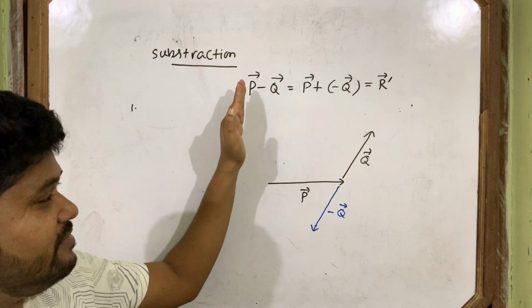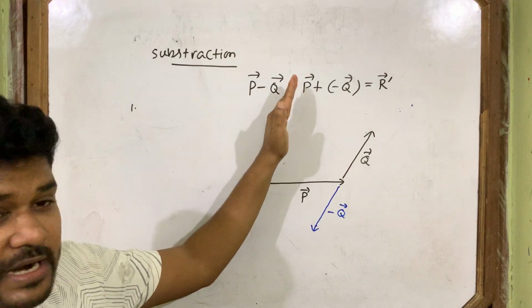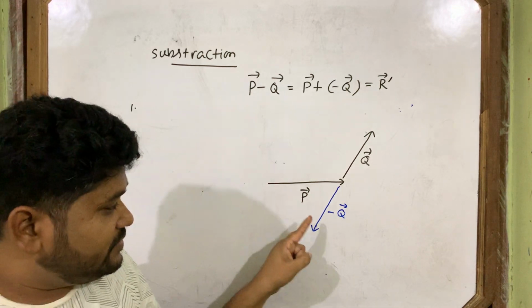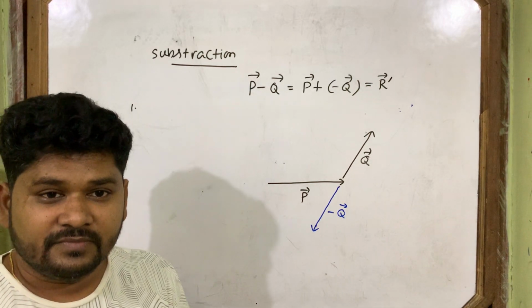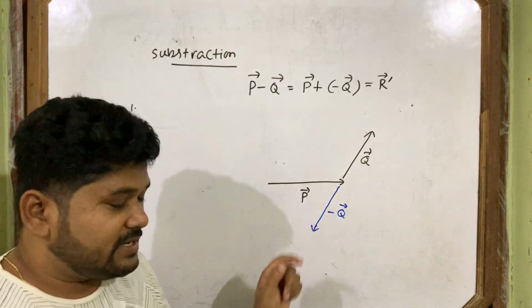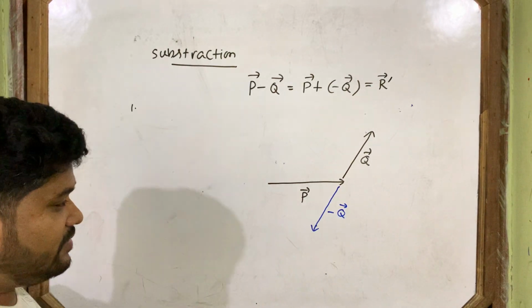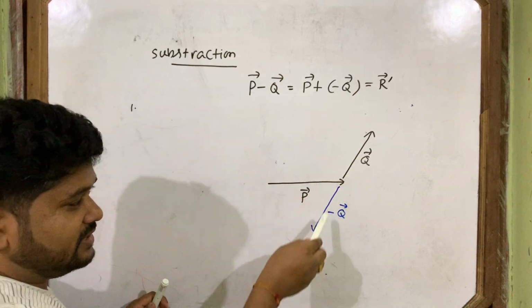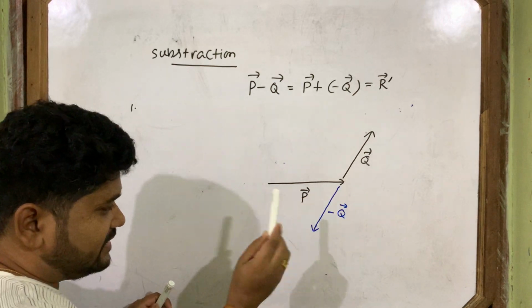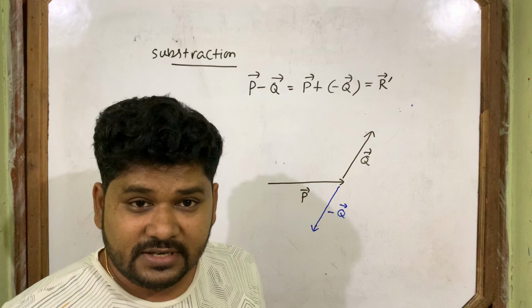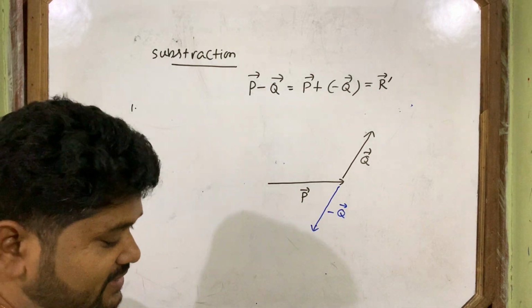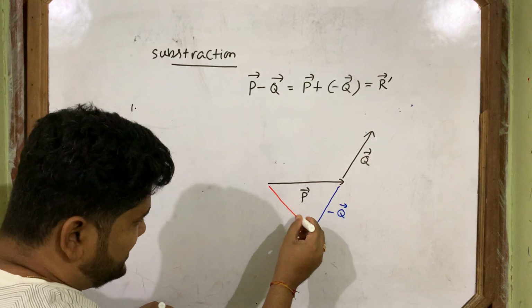Subtracting q from p is equal to addition of p with minus q. So we will add p with minus q. Now you see, when you add, which law will be used here for the resultant? P and minus q addition, tail to head, in the same order. Same order means triangular law or parallelogram law, that is triangular law.